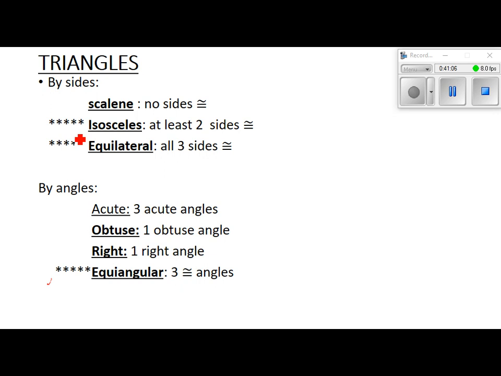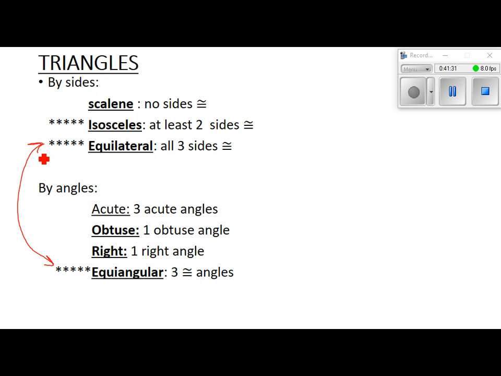Scalene triangle, no sides congruent. Isosceles, at least 2 sides congruent. Got to know a lot of stuff about isosceles. One of the other slides will deal with it here in a minute. Equilateral triangle, all 3 sides are congruent. What do you know about an equilateral triangle and an equiangular triangle? Same thing. If it's one of them, then it's the other one also. So those two sort of go together.